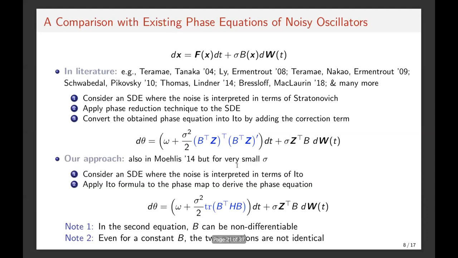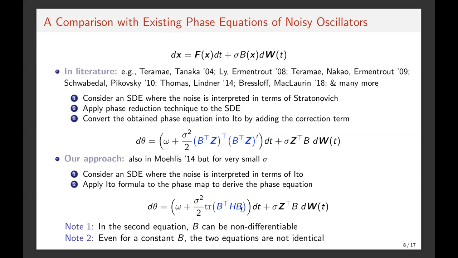So in our approach, we consider SDE where the noise is interpreted in terms of Ito. So we don't need to convert it to Stratonovich. But on the other hand, we cannot use ordinary phase reduction. We need to use Itô formula, Itô calculus to derive the phase equation. And here is what we get. So the difference is just these two blue terms. We have the trace of B transpose HB, as I explained in the previous slide.